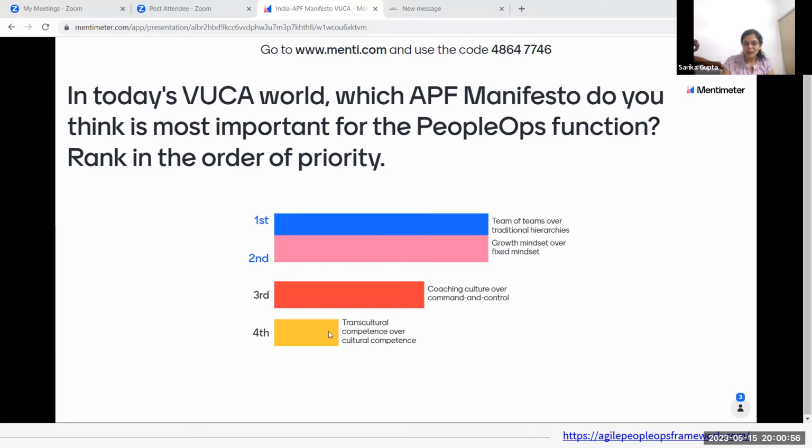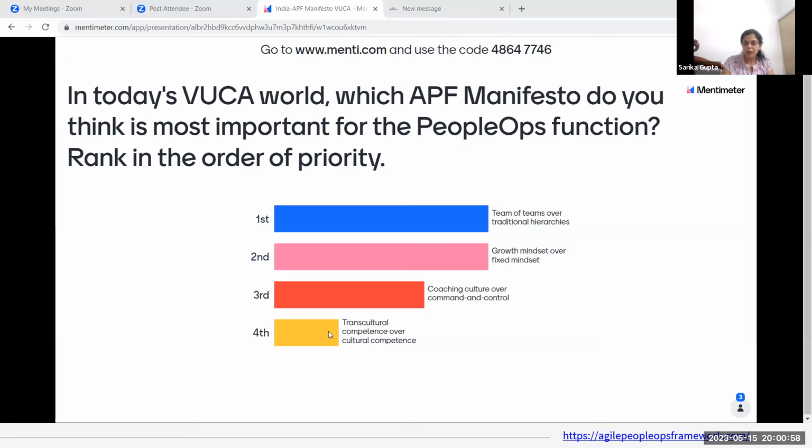All right. So we have started getting the responses here, Mariana. I could see only 3 people have joined the Mentimeter so far. What about the rest? Are you facing any issues joining the Mentimeter? Please let us know. Okay, so this is the priority that they have. Team of teams over traditional hierarchy so far is on the top. Okay, we have 5 people on the Mentimeter right now. What about the rest?